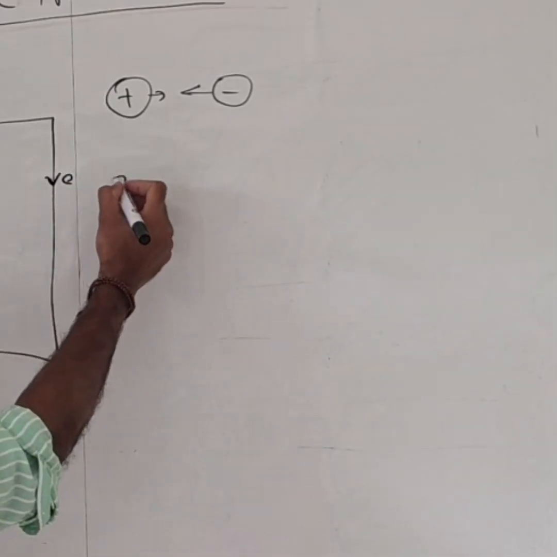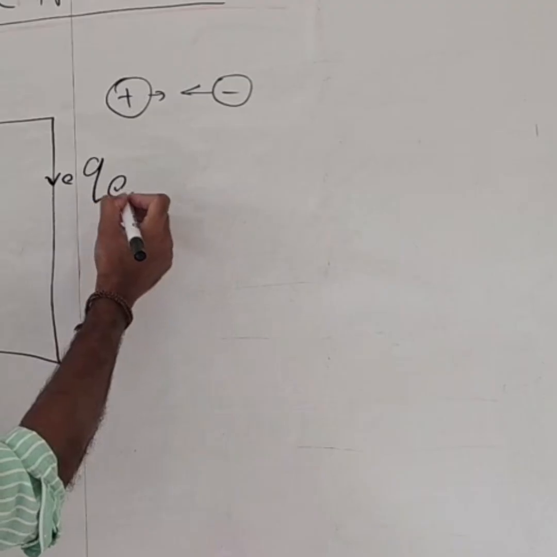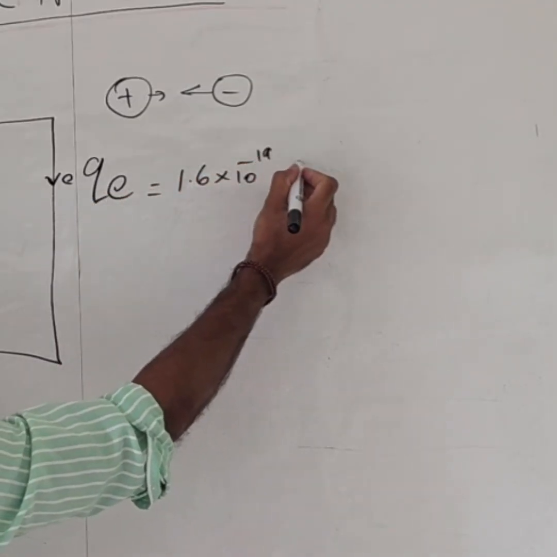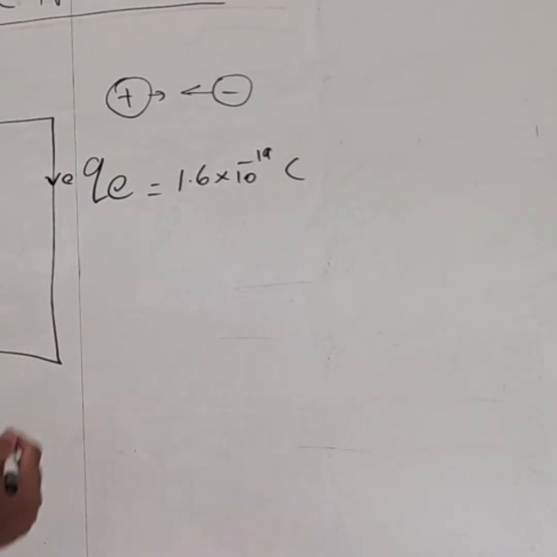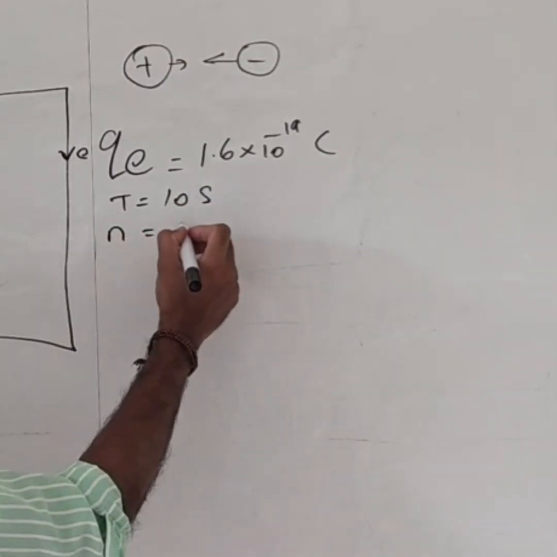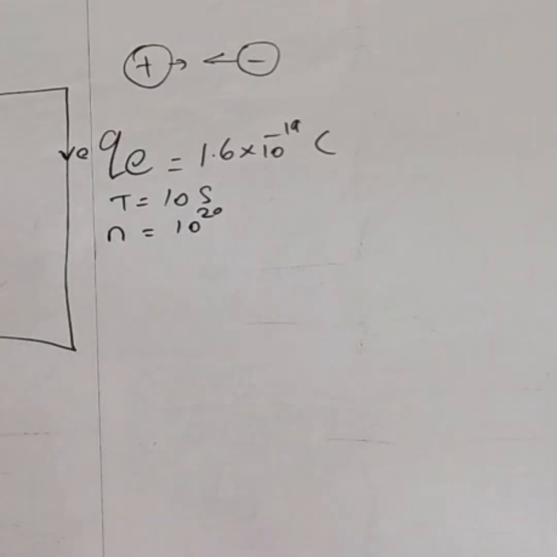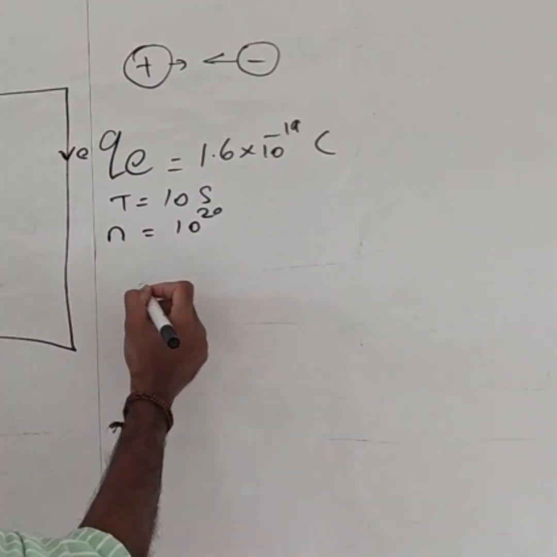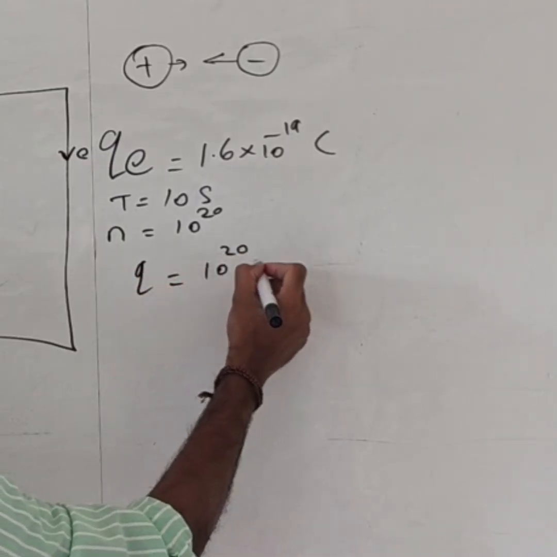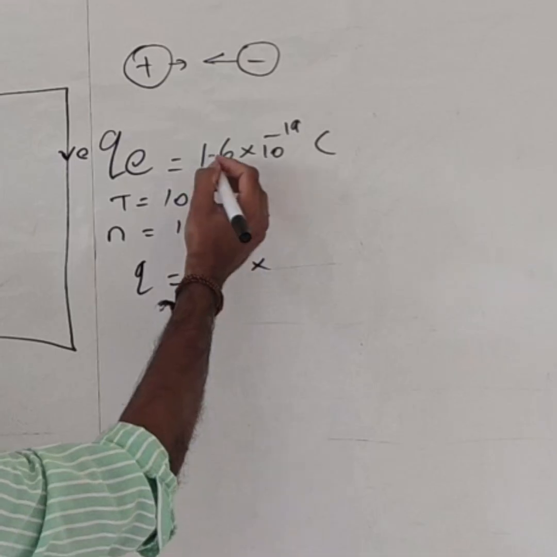So the charge of the electron, I say Qe, is equal to 1.6 into 10 to the power minus 19 coulomb. Say in a 10-second period, 10 to the power 20 number of electrons move. Time t is 10 seconds and the number of electrons is 10 to the power 20. So the total charge moved during the 10-second period is 10 to the power 20 electrons multiplied by the charge of the electron.